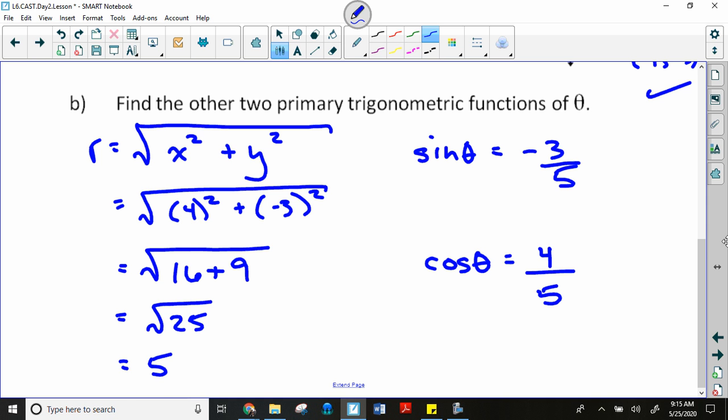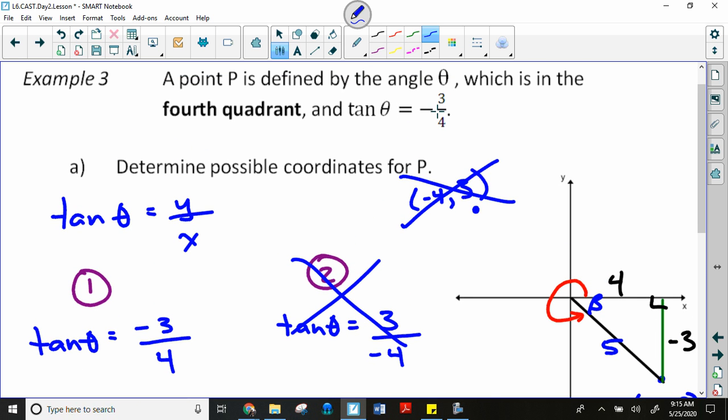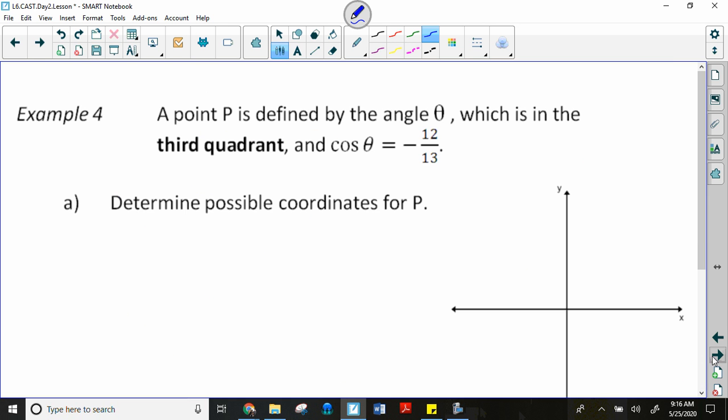You need to use your Pythagorean theorem. We had to use our tan information to properly label the triangle. Yes, there were two possibilities here, but only one of them falls into the fourth quadrant. And then we just stated our other two values. So let's do another one here.